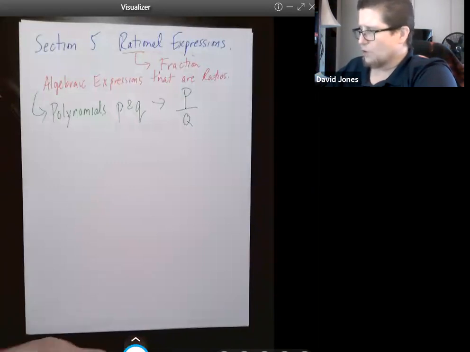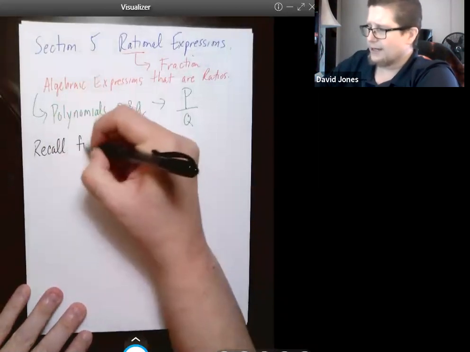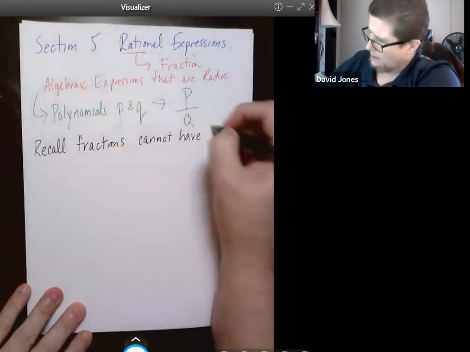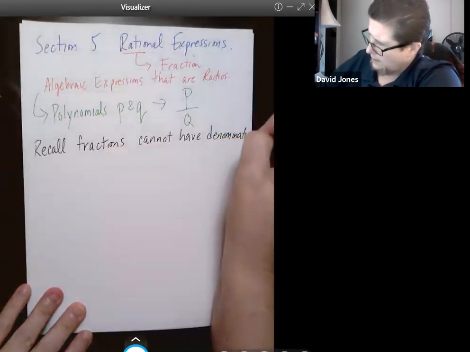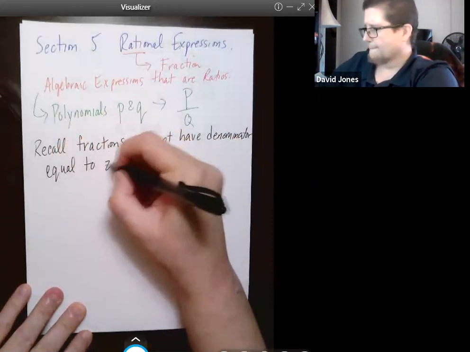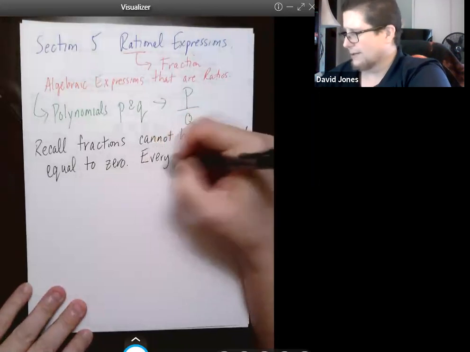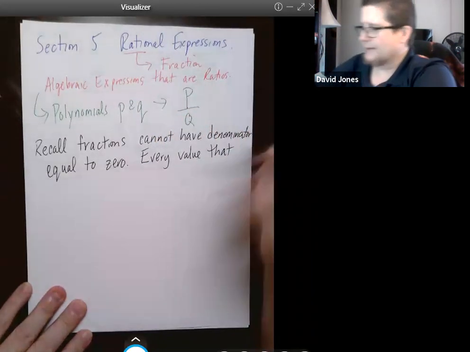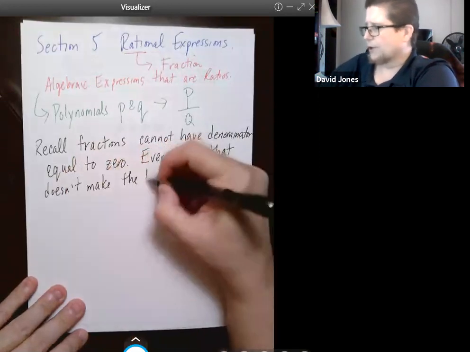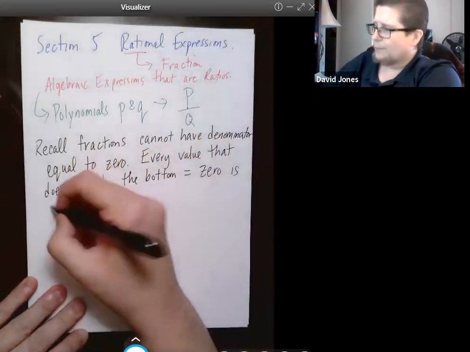It's important to note this can lead to some problems. Recall, fractions cannot have denominators equal to 0. Which means every value that does not make the denominator, or the bottom, it's quicker to write than denominator, equal 0, is a valid input.